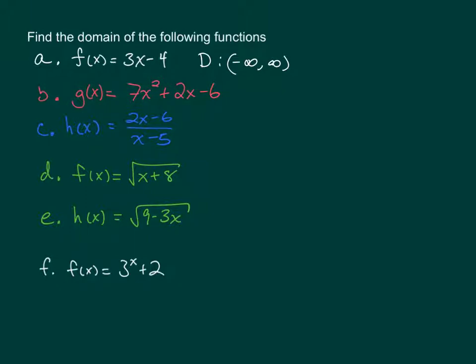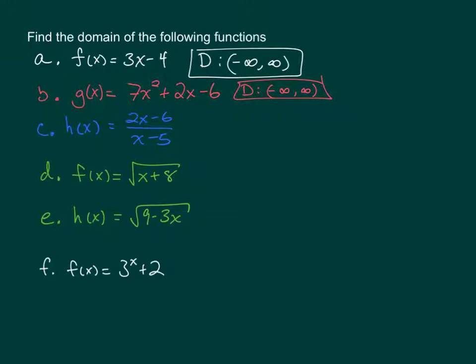Part B, the function g of x equals 7x squared plus 2x minus 6. This is a quadratic function. This gives the graph of a parabola. It turns out this domain is also negative infinity to infinity.